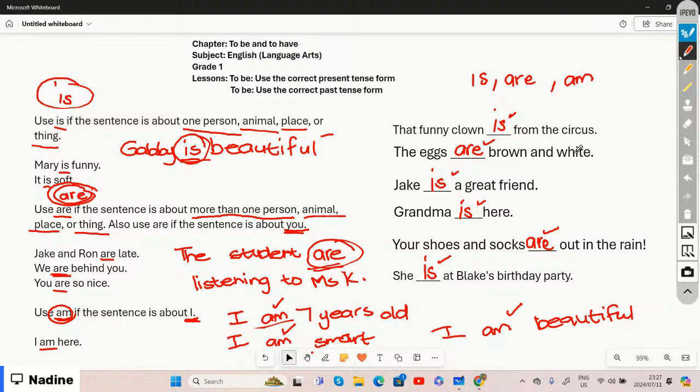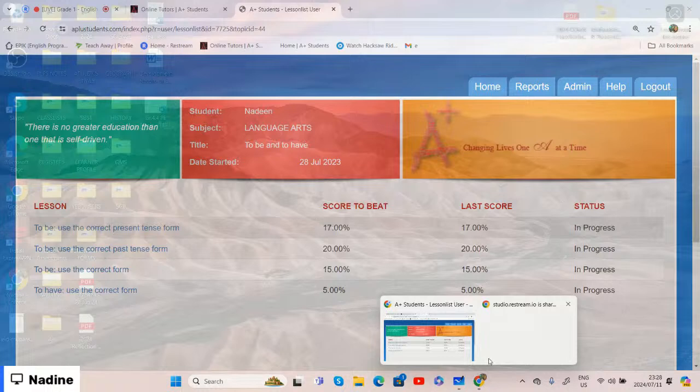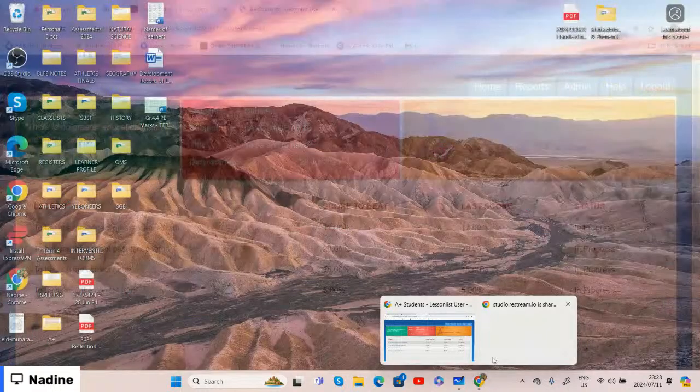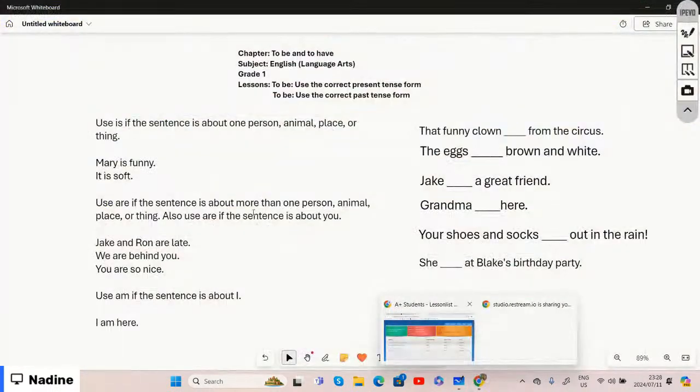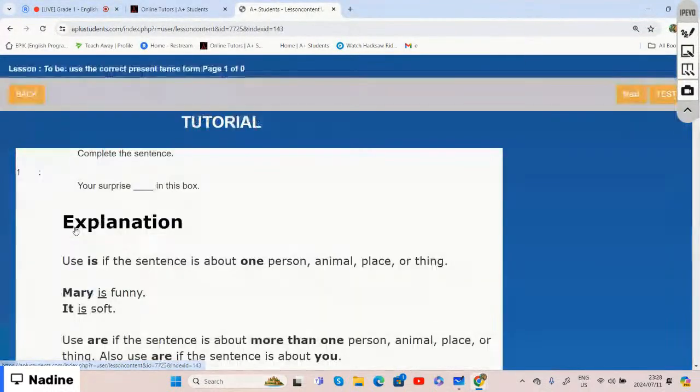All right, so now we're going to aplusstudents.ca. And then we're going to our first lesson, which is to be. Use the correct present tense form, right? And this is once again where we are going to use is, are, as well as am within our sentence. So here they say we need to complete the sentence, right?